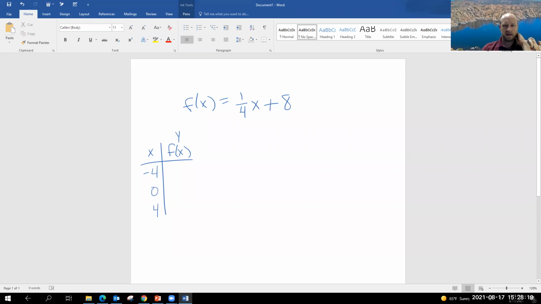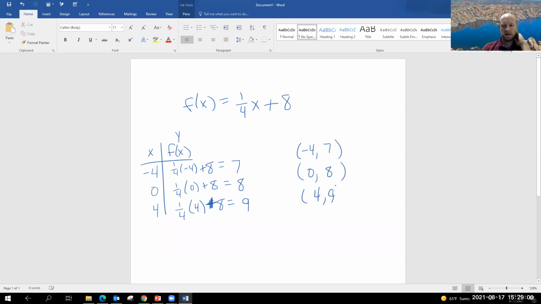If I plug these into my function, 1/4 times -4 plus 8, this gives me, let's see, 1/4 times -4 is -1 plus 8 is 7. If I put 0 in, it's going to give me an output of 8. And if I put 4 in, whoops, should be plus, it's going to give me an output of 9. Okay, so that's what they want you to do here. So basically, I now have 3 points that I can graph. I have -4, 7, 0, 8, and 4, 9.